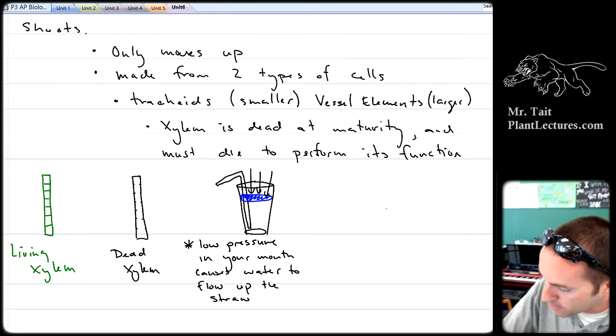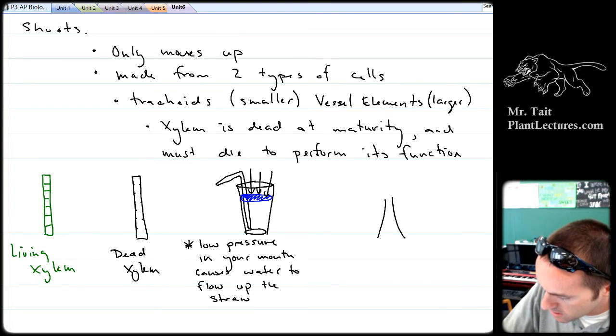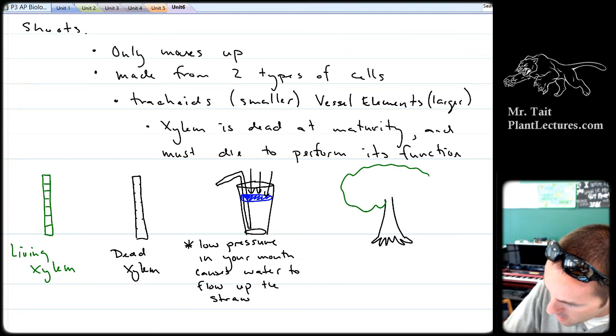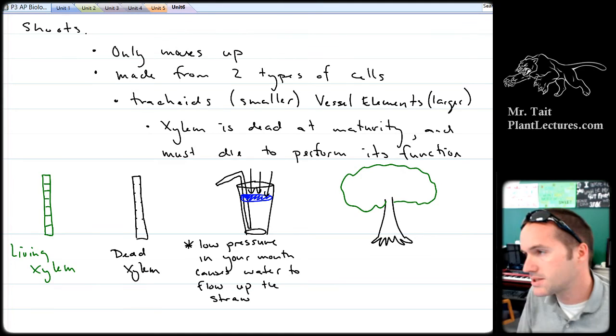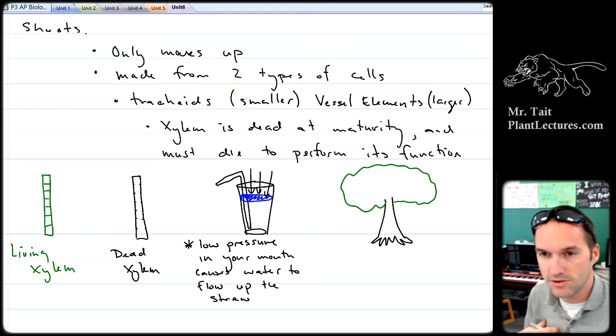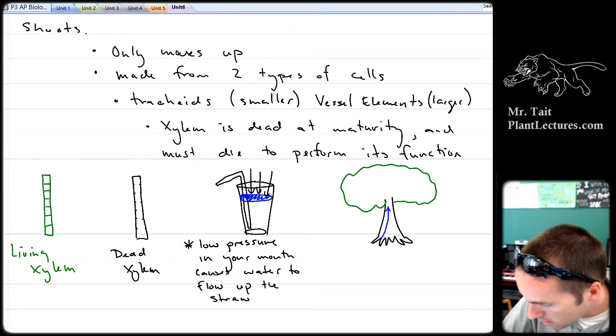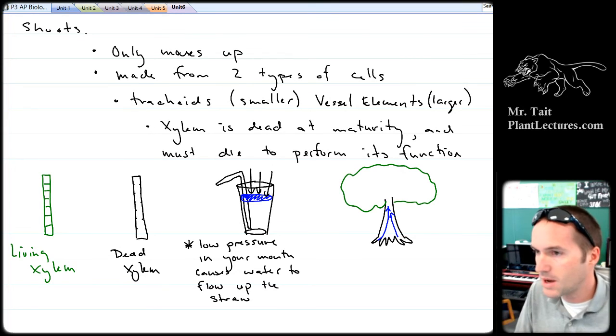We know how a cup works. We know how a straw works. Here's a tree with roots and stuff. We can create suction by moving air into our lungs. How does a tree create suction? Because a tree needs to be able to move water up the xylem. So how does a tree create suction?